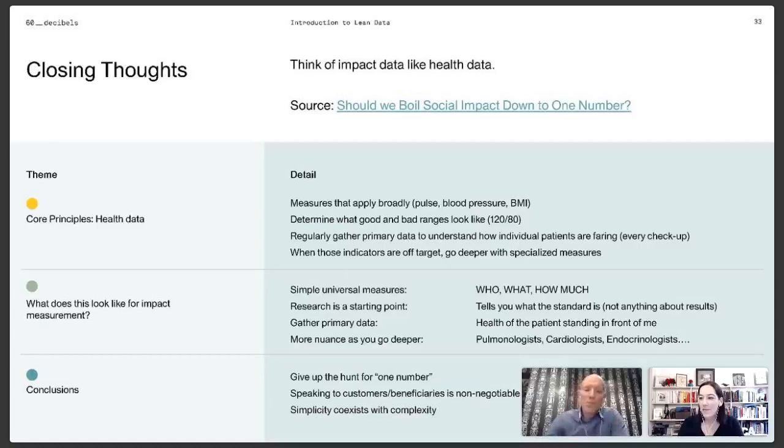Maybe more at the higher level, in terms of, we did receive a question from Stanford about the differences or similarities between impact measurement, especially in the lean data context, and the problem solution fit research that people are typically doing with their customers in the early stages.